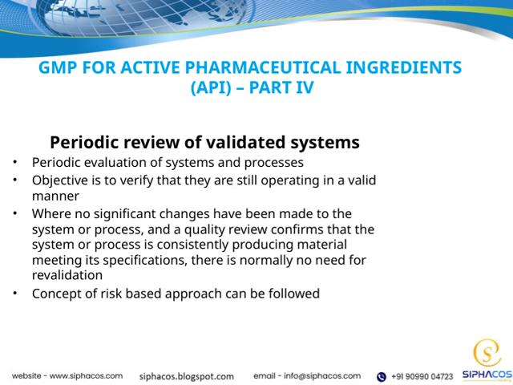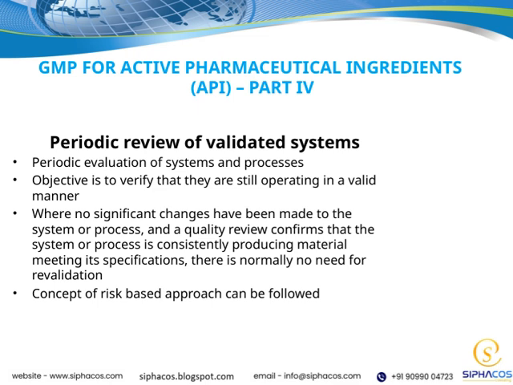The main goal here is to verify that everything is still operating in a valid manner, meaning it's still doing what it's supposed to do. Now, if there haven't been any significant changes to the system or process, and a quality review confirms that the output continues to meet its specifications, then there's usually no need to revalidate everything from scratch. This is an efficient way to maintain compliance without unnecessary repetition.